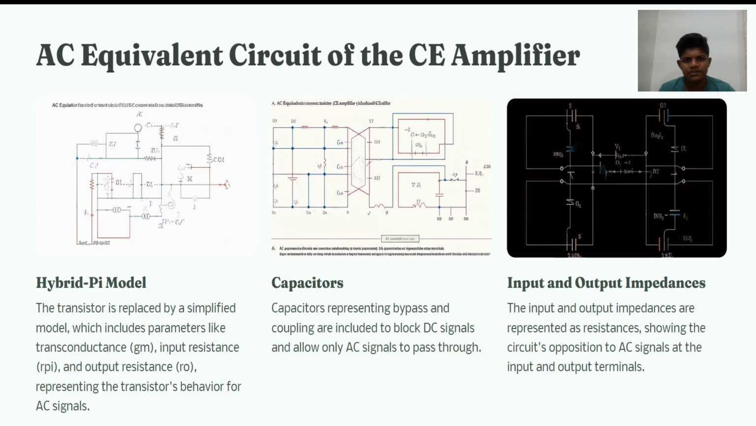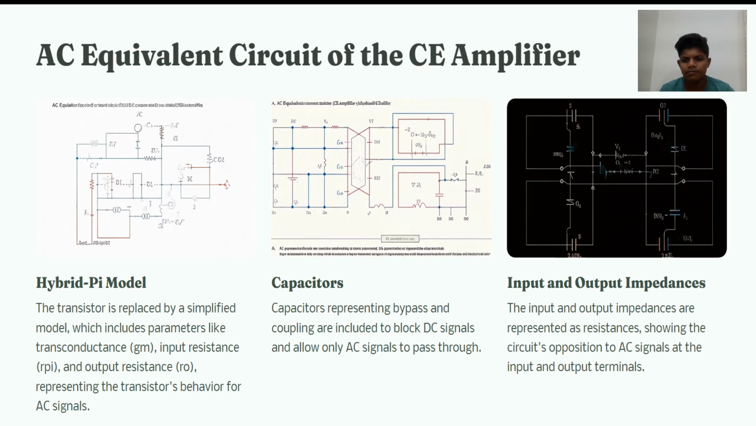AC equivalent circuit of the common emitter amplifier. Then first one, hybrid pi model. The transistor is replaced by a simplified model, which includes parameters like transconductance, input resistance, and output resistance, representing the transistor behavior for an AC signal. And second one, capacitors. Capacitors representing the bypass and coupling are included to block DC signals and allow only AC signals to pass through.